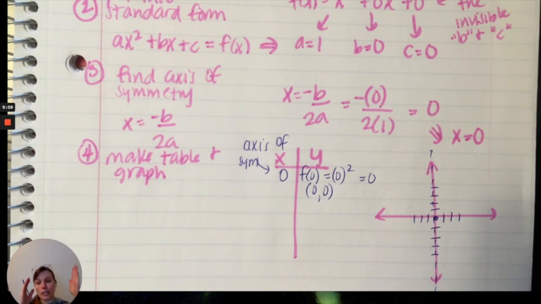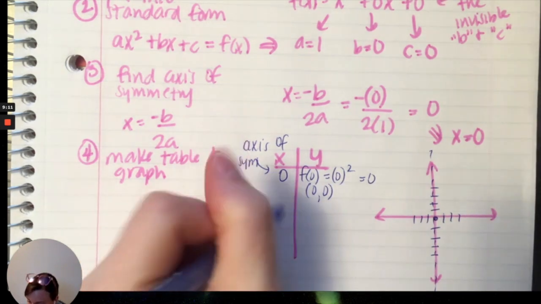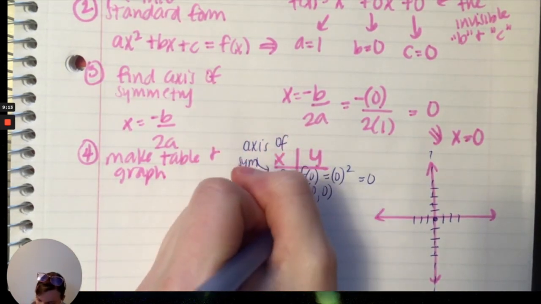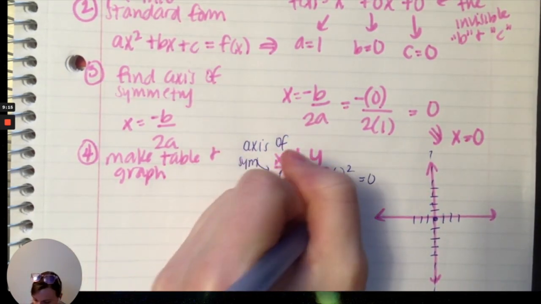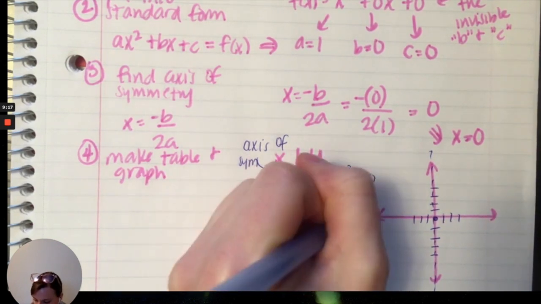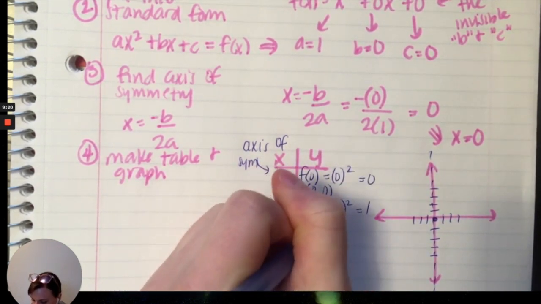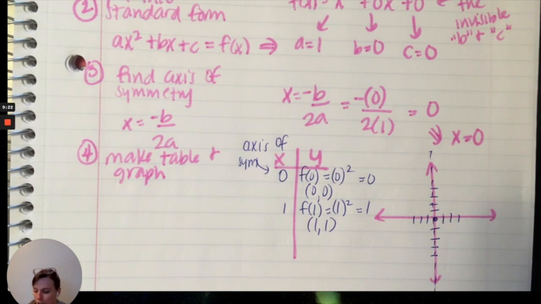So you can either go to positive 1 or to negative 1. If I went to positive 1, f of 1 equals 1 squared. 1 times 1 is 1. So my coordinate is 1, 1. All right.